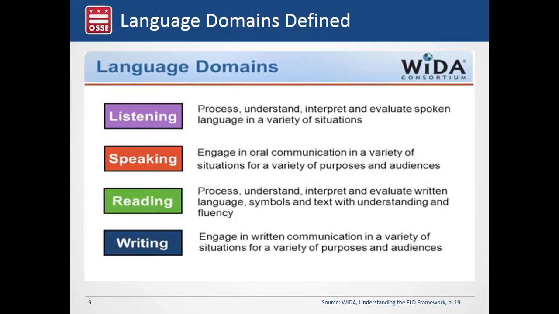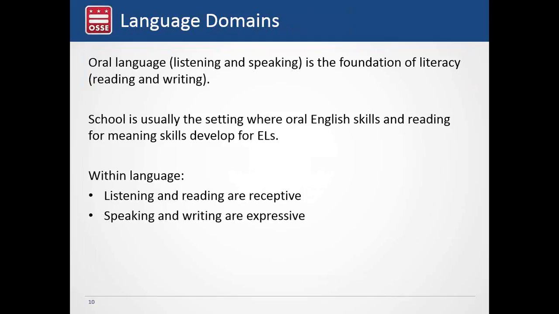Listening is a process where we understand and interpret. Speaking is another process where we communicate orally. Reading is similar to listening in that you don't necessarily see it happening, but there's a lot of processing going on in the brain. Writing, like speaking, is something we can see students do. So it's a little more active and expressive.